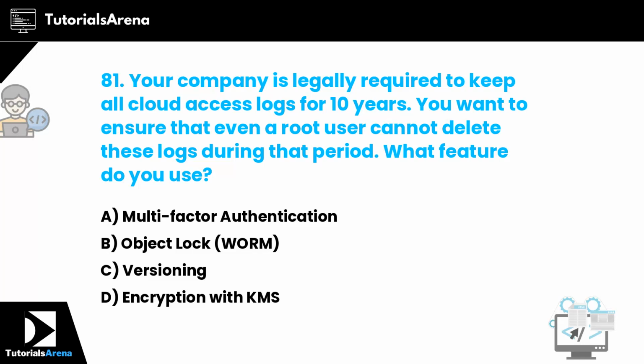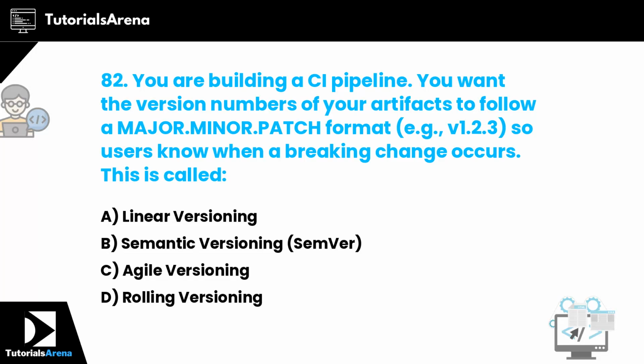81. Your company is legally required to keep all cloud access logs for 10 years. You want to ensure that even a root user cannot delete these logs during that period. What feature do you use? Answer is B, object lock, WORM. 82. You are building a CI pipeline. You want the version numbers of your artifacts to follow a major.minor.patch format, e.g., version 1.2.3, so users know when a breaking change occurs. This is called. Answer is B, semantic versioning, semver.